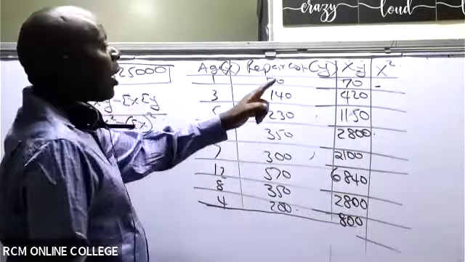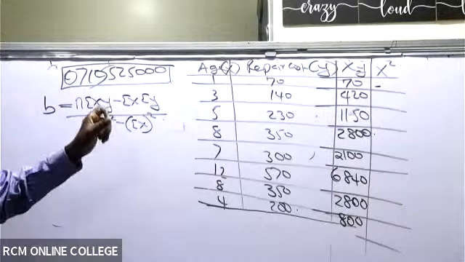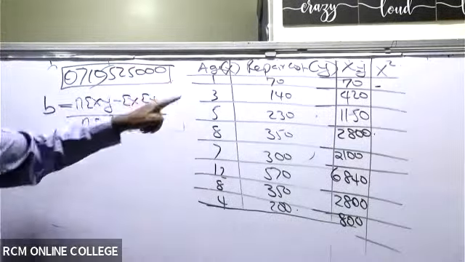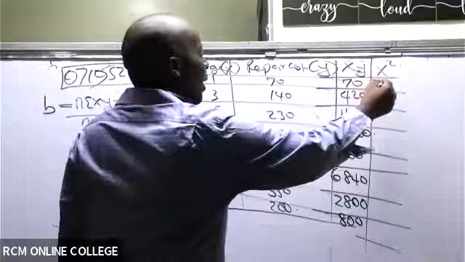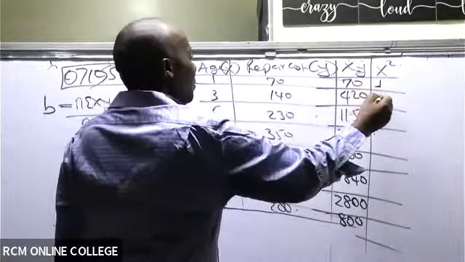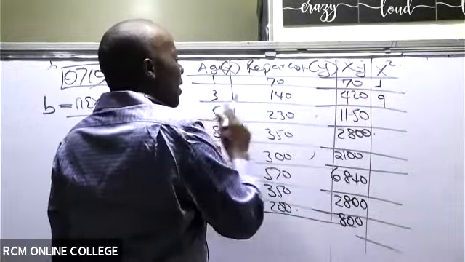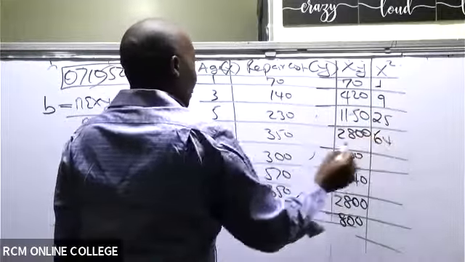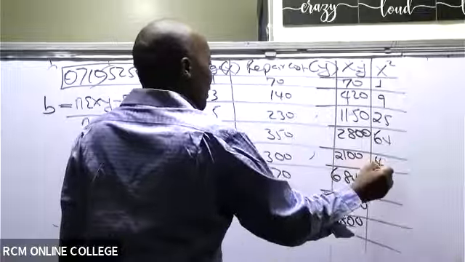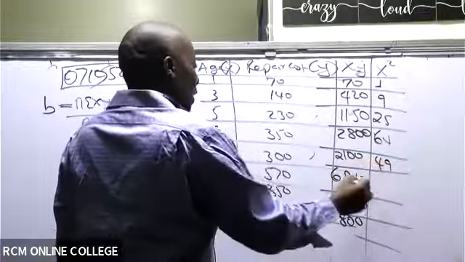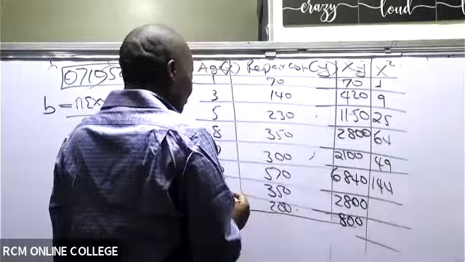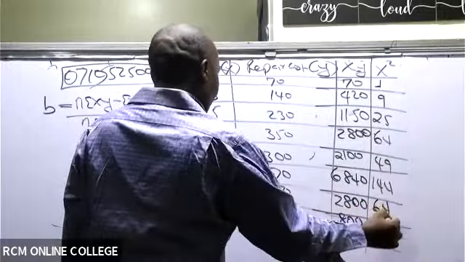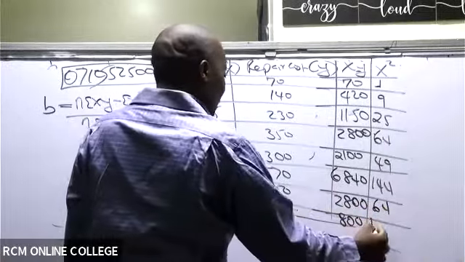How about the column of x squared? So you simply use your calculator there. So 1 squared, this gives me 1. 3 squared, this gives me 9. 5 squared, this gives me 25. 8 squared, this gives me 64. 7 squared, this gives me 49. 12 squared, this gives me 144. 8 squared, this gives me 64. 4 squared, this gives me 16.